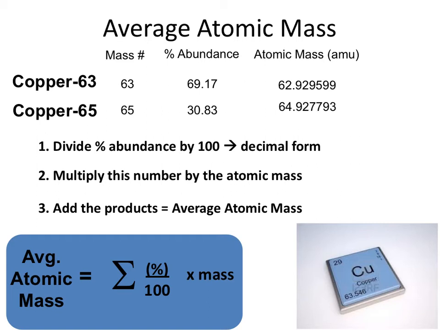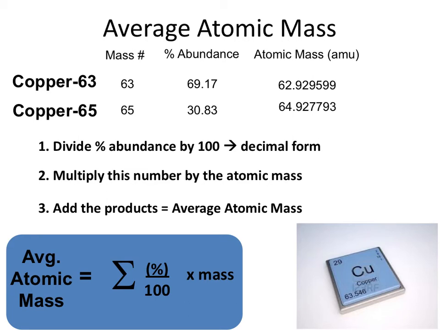So the first thing we're going to do is divide the percent abundance by 100 to put it into decimal form. That's the same as just moving our decimal 2 places to the left. Then we're going to multiply our decimal by the atomic mass. We're going to do that for each of these. And then we're going to add the products, and that's going to give us our average atomic mass for copper.